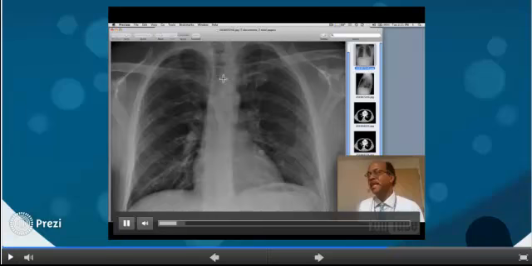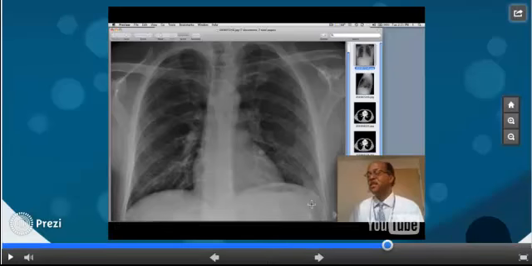We can see here that the lungs, we want to compare them side to side, and we look for any asymmetry of opacity. And we can see that there's an asymmetric opacity at the left base. And as it turns out, that's exactly where the patient's chest pain was located.